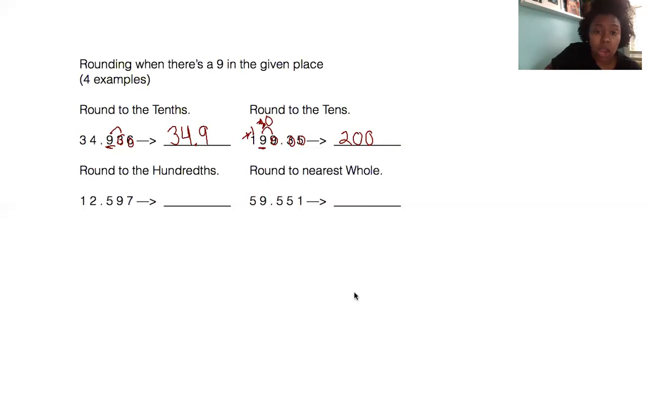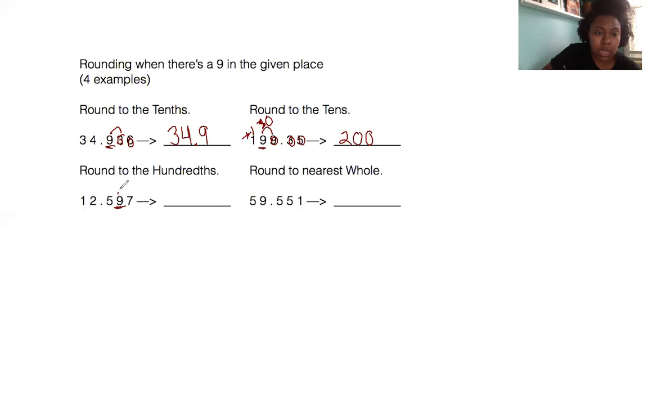Okay. All right. Now let's look at this next one. We are rounding to the hundredths place. Okay. So I've got 12 and 597 thousandths. Well, the 1 is in the tens place, then the 2 is in the ones, 5 in the tenths, 9 in the hundredths. So I'm going to underline that.